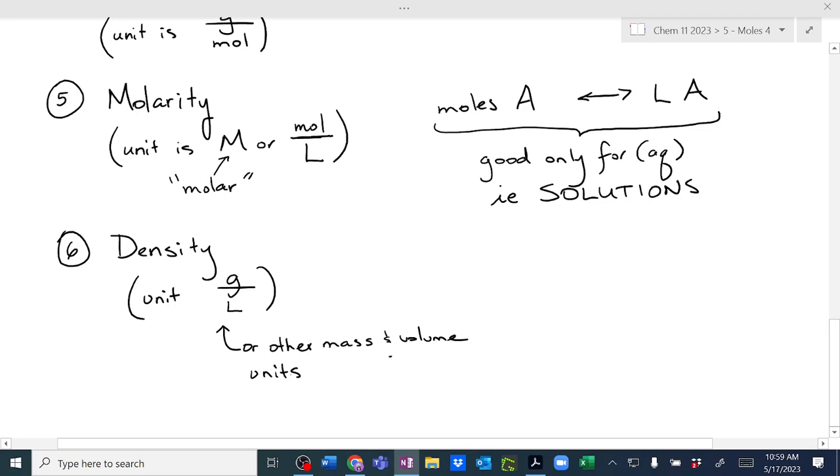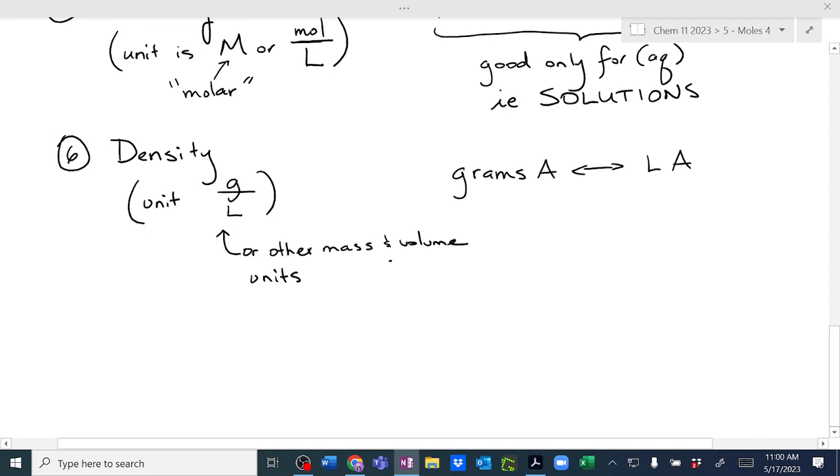And what do we use it to convert between? Mass or grams? Grams of A and liters of A. This would have to be given to you in the question, unless the question is find the density. Yes, in which case you will be finding the density. And how do you find density? Density is equal to the mass over the volume.